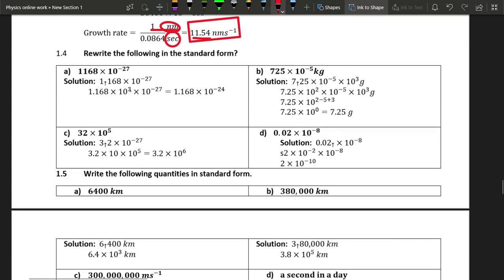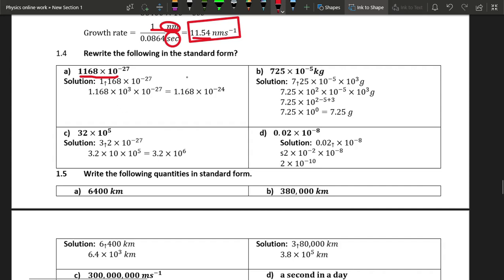Now question number 1.4 is, rewrite the following in standard form. Standard form means you need to write in, of course these are given in the scientific notation but not in standard form. To make it in standard form, we know from the definition of the scientific notation that the number multiplied with the power of 10 must be between 1 and 10. So it means that if this number is not between 1 and 10, then it is not in standard form. To make it in standard form, this number must be between 1 and 10.